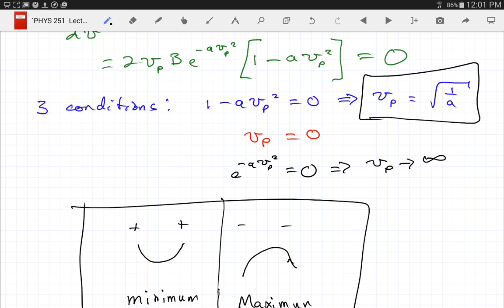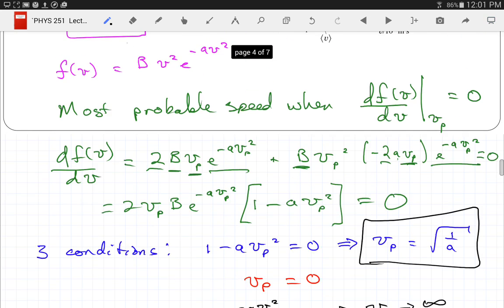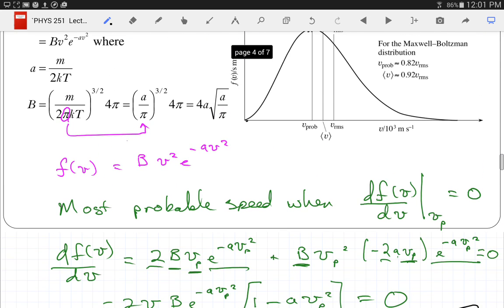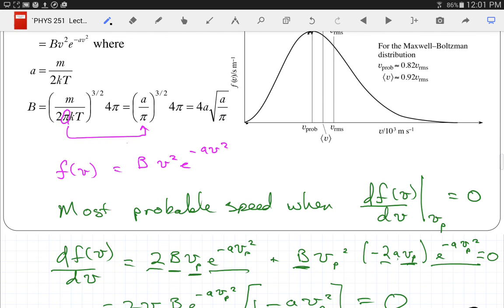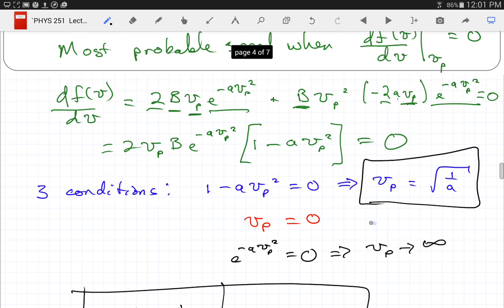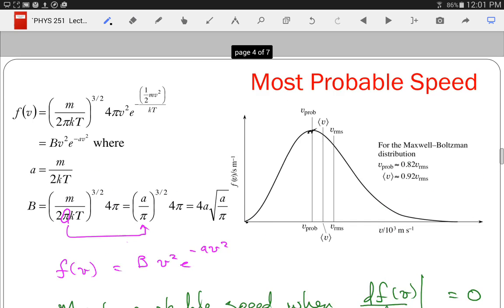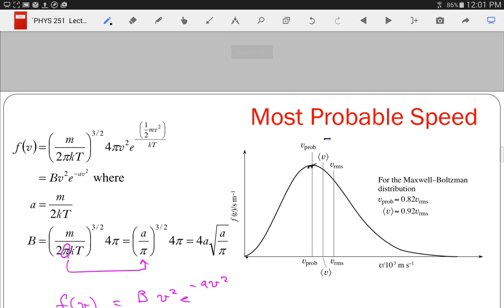Now, since that is our answer, let's get an actual value for it. A is m over 2kT. So that means the v most probable is equal to the square root of 1 over A. So I just reverse that, and I have 2kT over m.